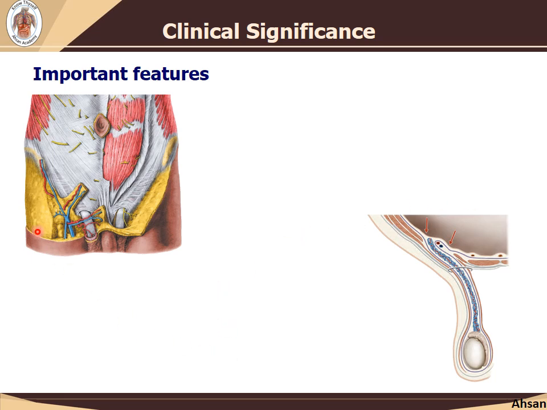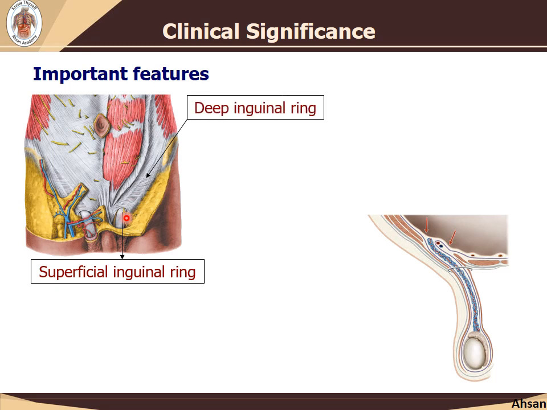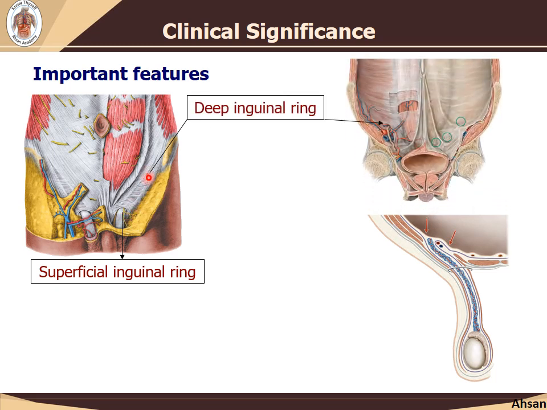Important thing is that this region has the superficial inguinal ring. This is a gap in the external oblique aponeurosis. So this is one weak point here, and this is the deep inguinal ring area. On the surface we can identify this area.